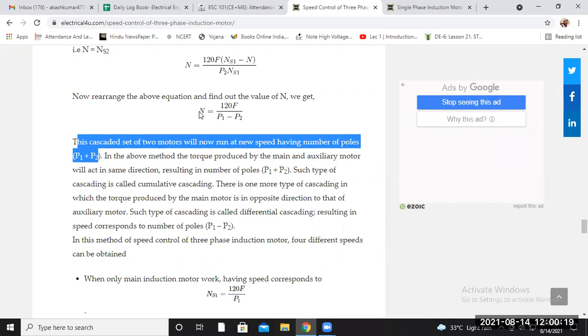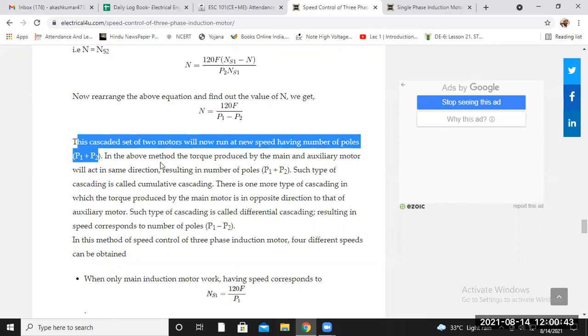So this rotor speed is depending upon the number of poles of the main motor as well as the second auxiliary motor. As the number of poles increases, this rotor speed will decrease. That means if we increase the number of poles, your machine will have less speed.